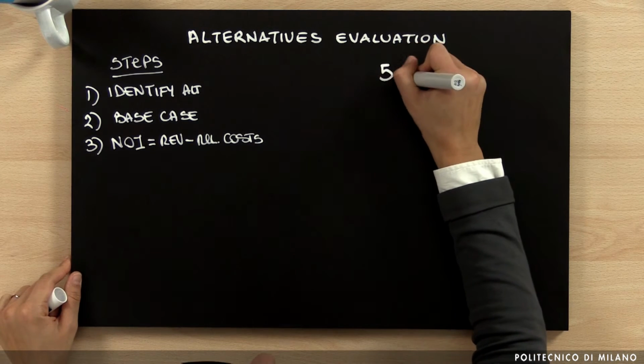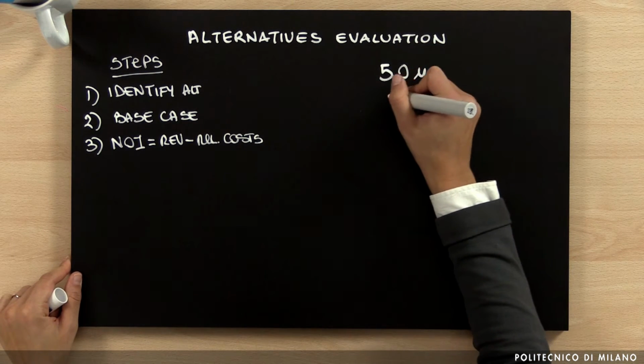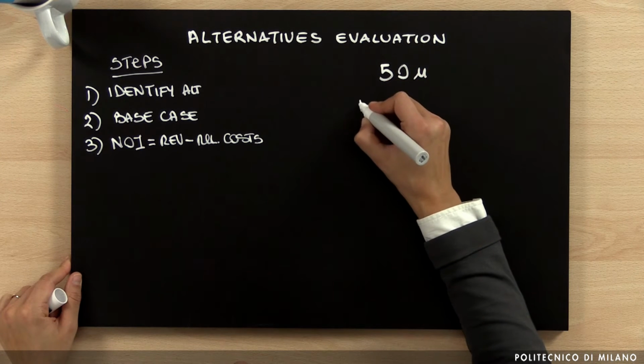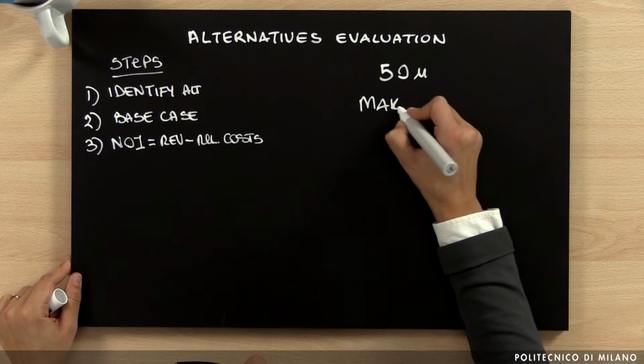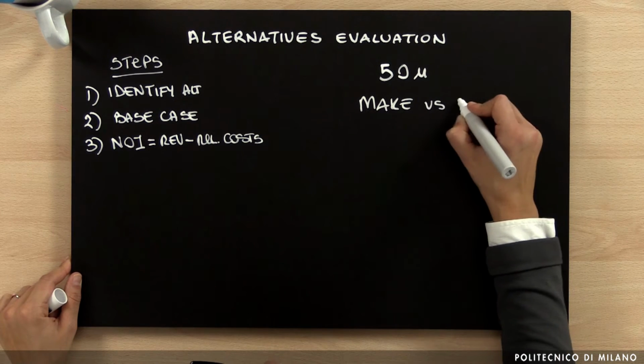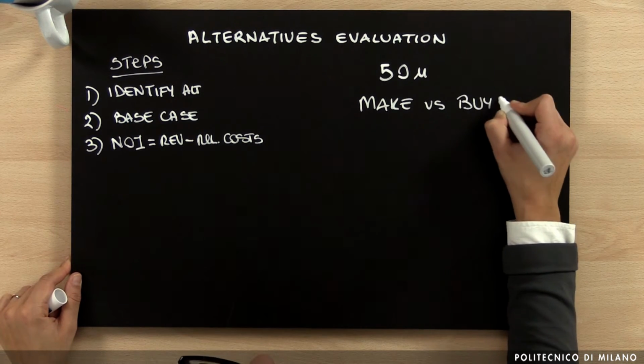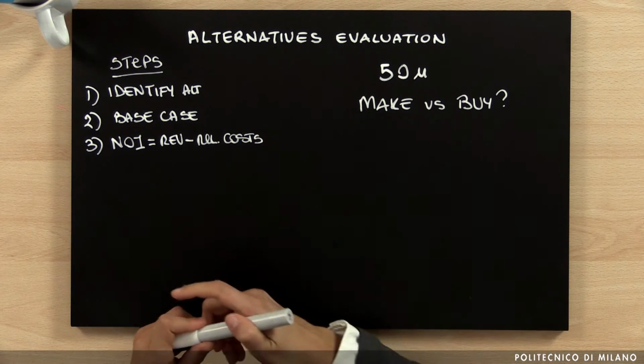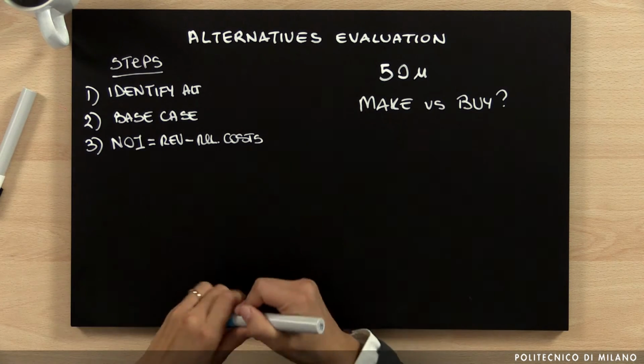Let's see with a small example how we can apply this alternative evaluation. Assuming that we want to focus on a make or buy decision, that is something really common when we have alternatives evaluation. Our problem is that we need to realize 50 units of our product, and the problem is: is it more convenient to make the units inside or to buy them outside? So that's the main problem. Let's see what changes, either if we are using the make or the buy.